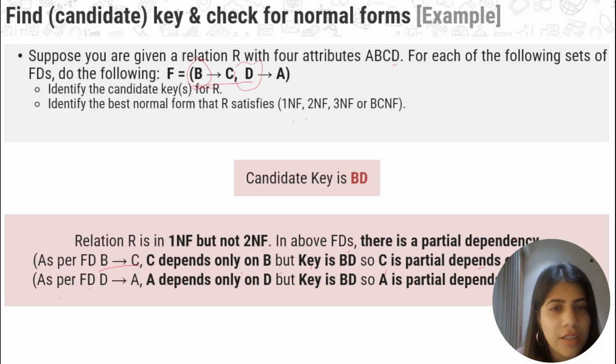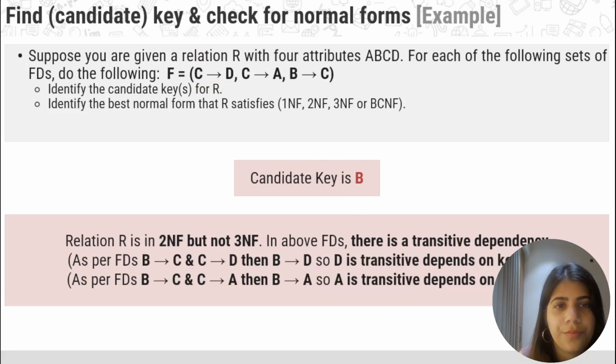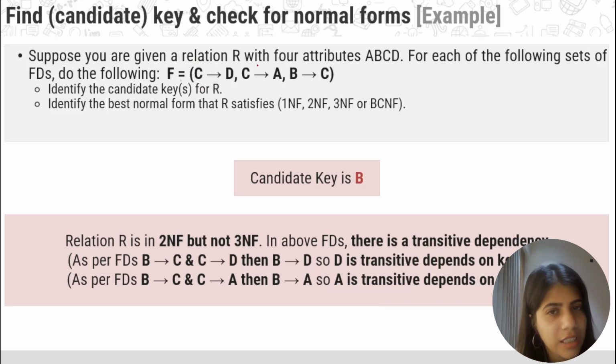In the same way, in the functional dependency D can determine A, A depends only on D, but the key is BD. So A is partially dependent on key BD also. The functional dependencies over here are C can determine D, C can determine A and B can determine C.